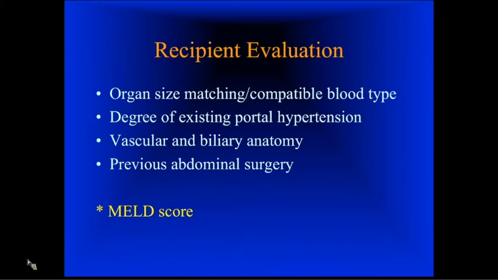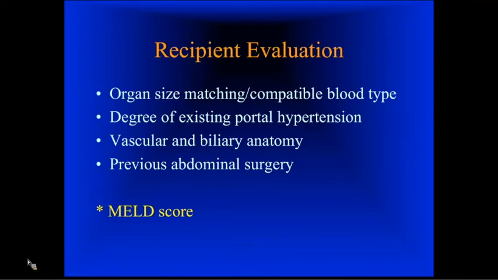organ size matching. So I talked about body size matching and also a compatible blood type. And whether the donor or recipient is Rh positive or Rh negative doesn't come into play. We're just looking at the letters A, O, B, or AB. We're looking at also the degree of existing portal hypertension, because the more portal hypertension there is in the recipient, the surgeon can anticipate having more difficulty during the operation, and if there inherently are high complications for perioperative morbidity, then a living donor transplant may not be the best way to go for the recipient.